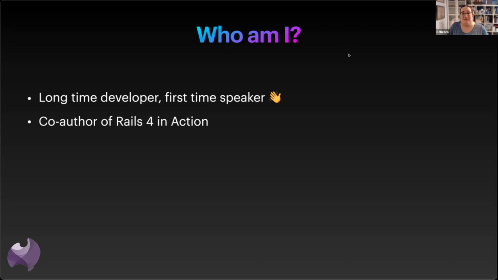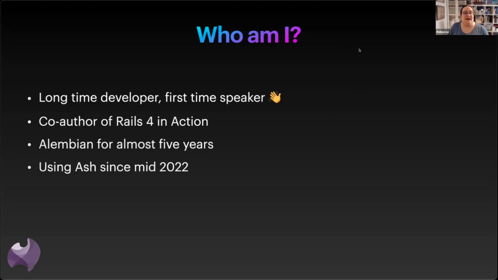I am the co-author of the book Rails 4 in Action, which was published by Manning in 2015. I have been at Alembic for almost 5 years, Mike. In a couple of weeks, that will be my 5th year anniversary here at Alembic. I've been using Ash since mid-2022, which is when Alembic started using it. I worked on the very first project that Alembic built with Ash, so that makes us some of the really early adopters of the framework.